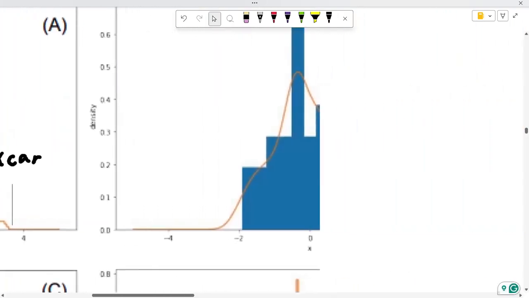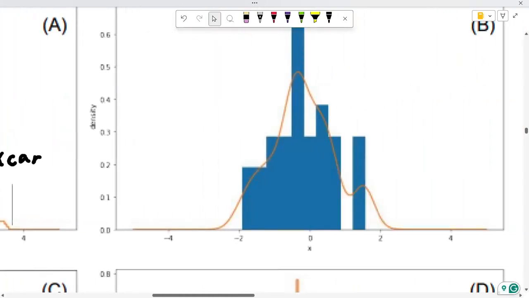Okay, but in option B, you see that there's a curvy pattern of peaks, right? Like this. In that case, you can see that this is very similar to a Gaussian kernel. So this should be a Gaussian.